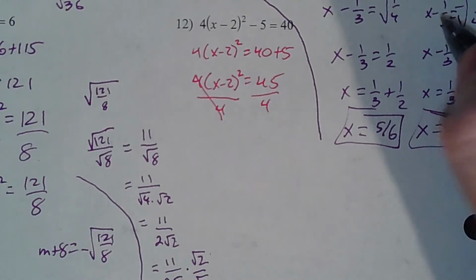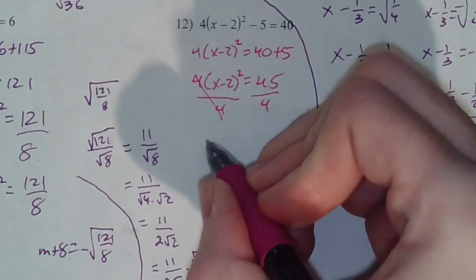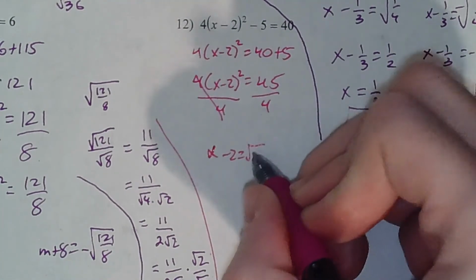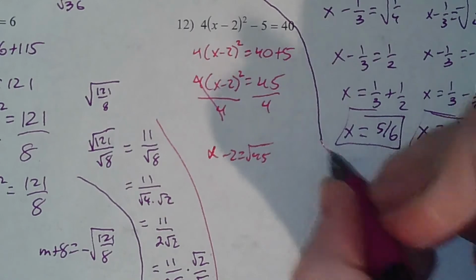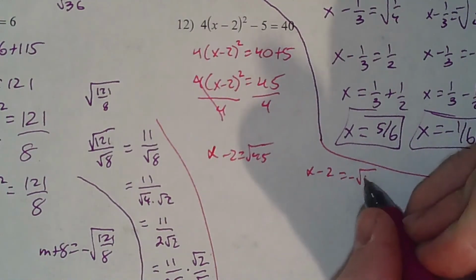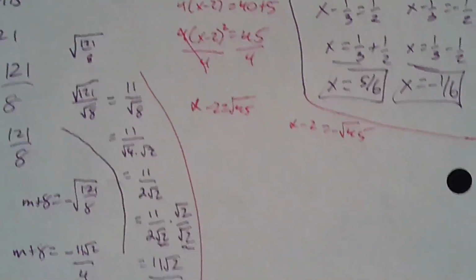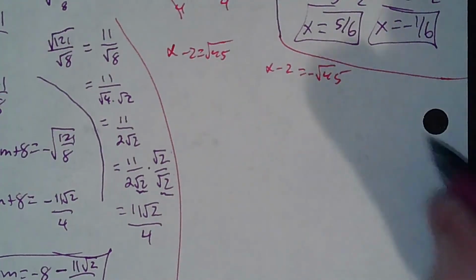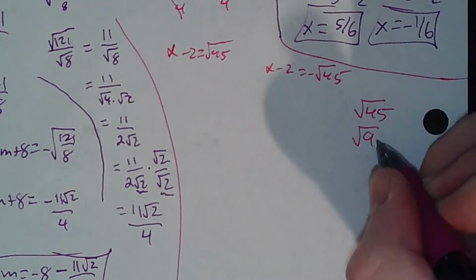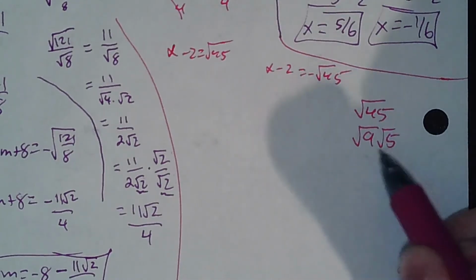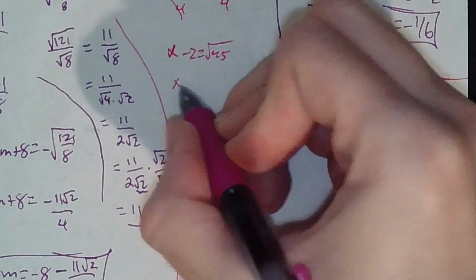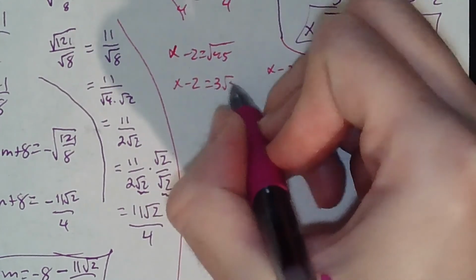Take the square root of both sides of the equation. We got x minus 2 equals the square root of 45, and x minus 2 equals negative square root of 45. And again, we are going off to the side to take care of the square root of 45. Square root of 9 times square root of 5, because 45 is 9 times 5. 3 square root of 5.